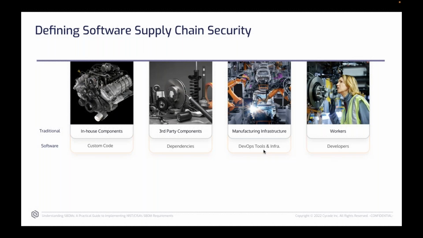It might be your disc brakes, it might be an infotainment or some kind of circuit. But the whole point is that you don't control this. It's outside of your manufacturing environment. You're pulling it in and trusting that third party is going to give you a good product. Then you have the manufacturing infrastructure that puts everything together, and your workers who are making everything happen across the board. And this relates pretty nicely to software and how we develop software.